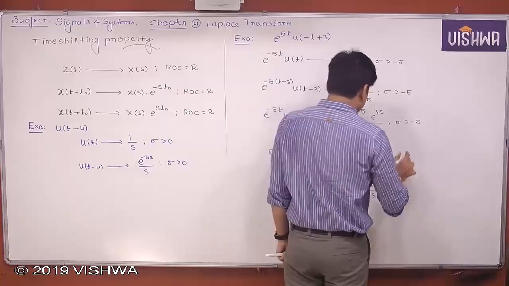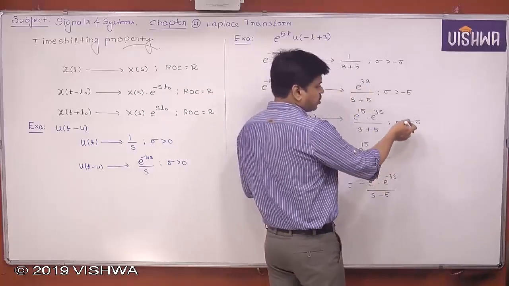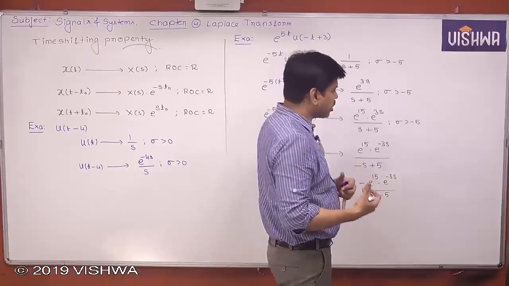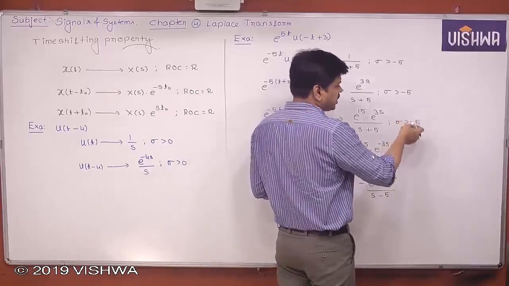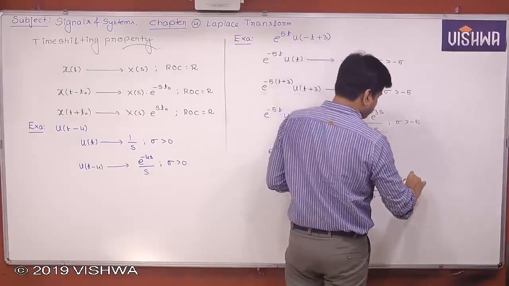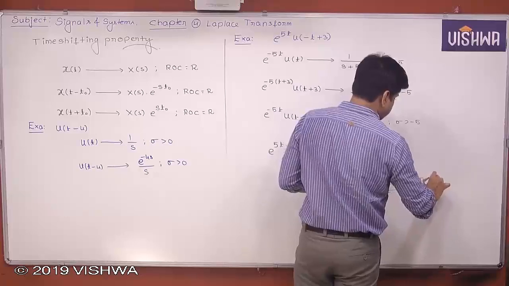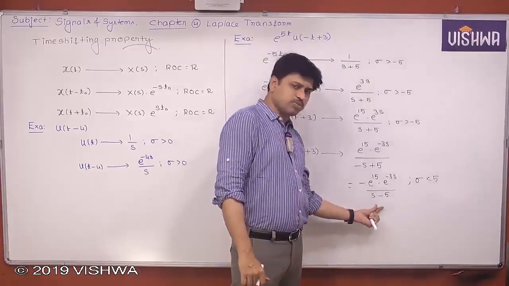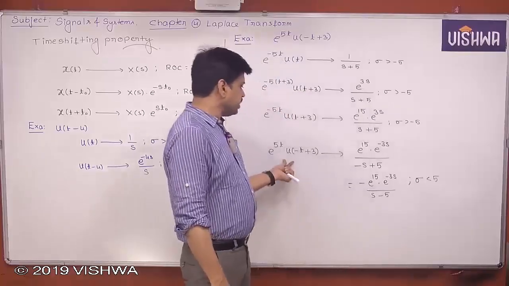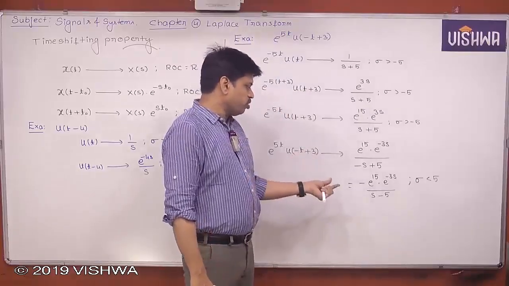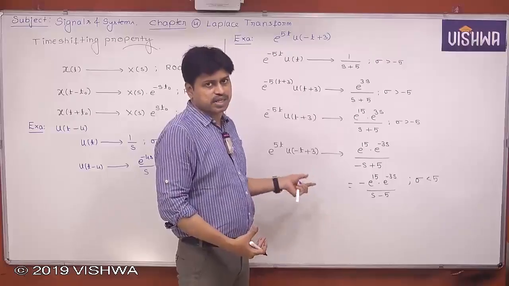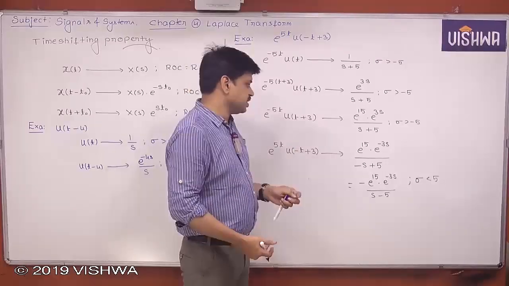Now whenever the time reversal property is applied, ROC R becomes -R. What do you mean by -R? We have to change the inequality, change the sign. That means sigma less than 5. Directly also we can say: what is the pole here? 5. It is a left side signal. For pole 5, left side signal, sigma has to be less than 5, less than the pole. I hope you understood. Take it.